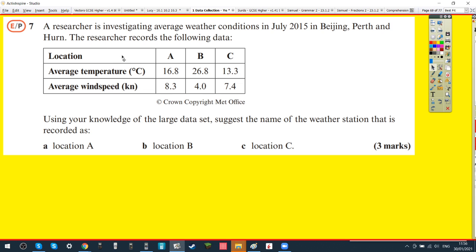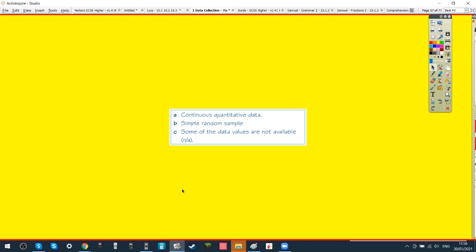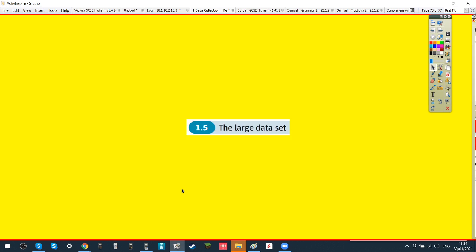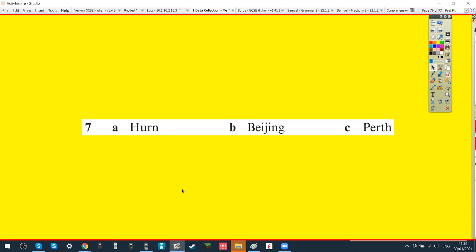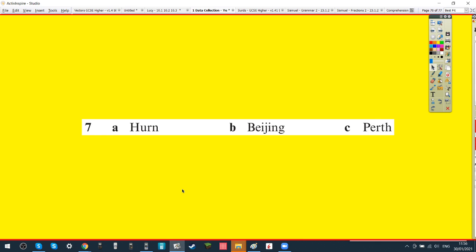Okay, we've got 2 things. The average temperature is 16.8. 26.8. So using your knowledge of the large data set, any idea which weather station is, let's say, B, had the highest average temperature, C had the lowest? Beijing. Why is that? I think Beijing, or I think it might be. Beijing, yeah, you're right. Yeah. Great, and so you can do that.